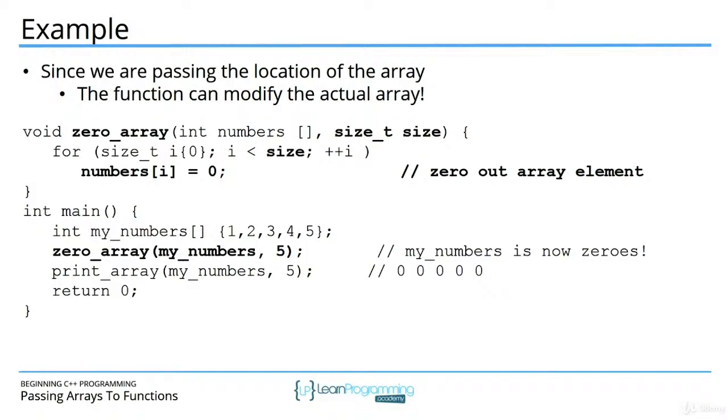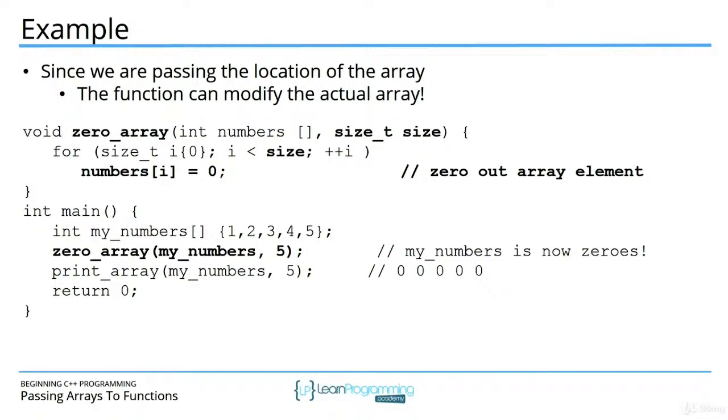But first, let's see how we could write a useful function like zeroArray. In this case, the zeroArray function receives the location of the array and the size of the array. We could simply iterate through the array and set each array element to 0. Notice that when we print the array in main after we call zeroArray, all the array elements are now 0.